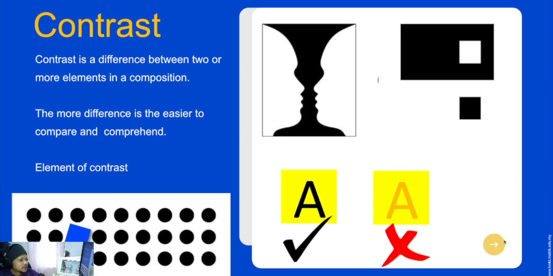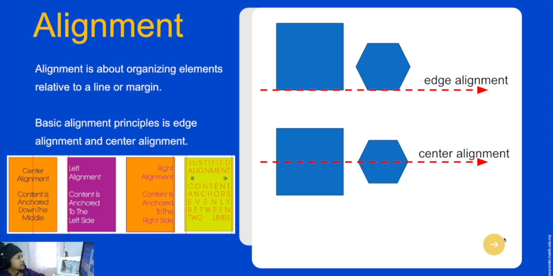Okay, let's look at alignment. Alignment is about organizing elements relative to a line or margin. So you can align at the bottom, the top, or the center. Look at the examples of alignment. This is a center alignment, where the content is put in the middle.